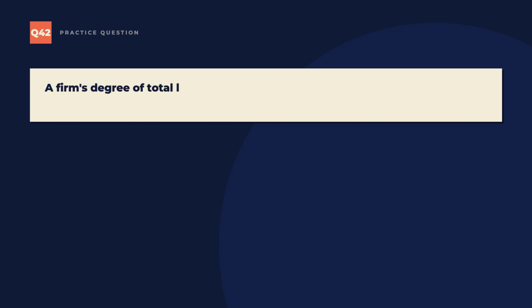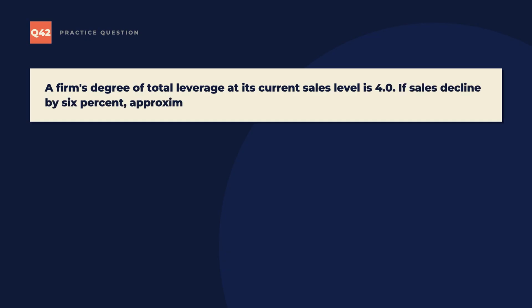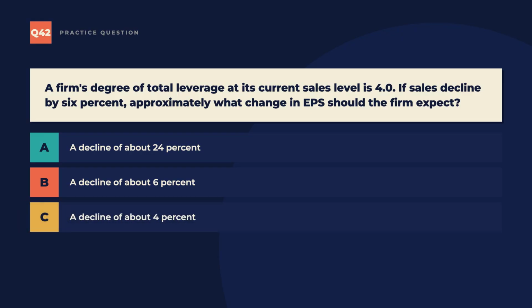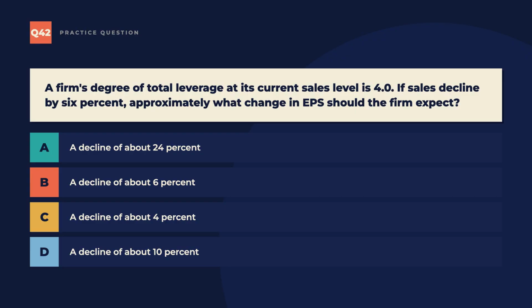Question 42. A firm's degree of total leverage at its current sales level is 4.0. If sales decline by 6%, approximately what change in EPS should the firm expect? Your options are: A. A decline of about 24%. B. A decline of about 6%. C. A decline of about 4%. D. A decline of about 10%. Take a second, which answer would you pick?